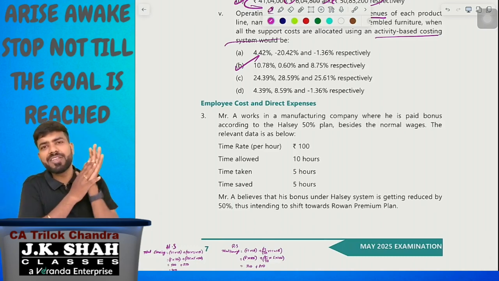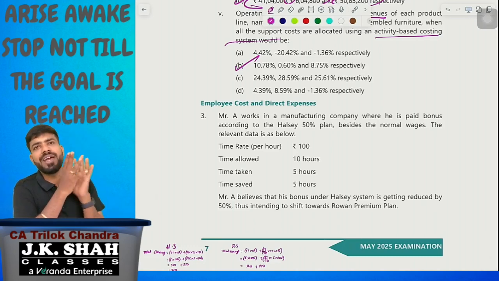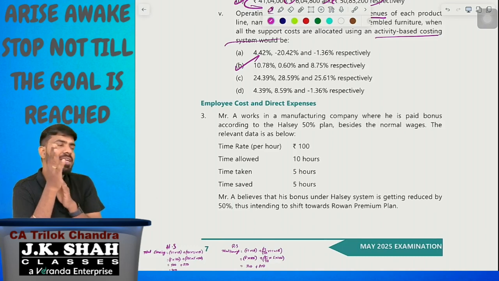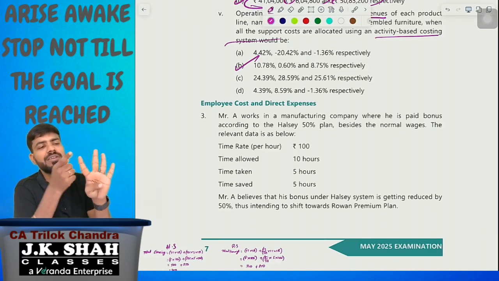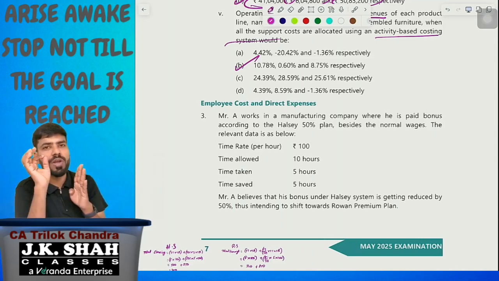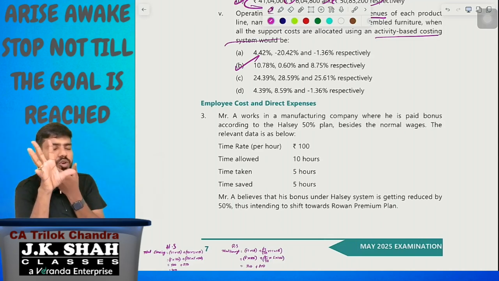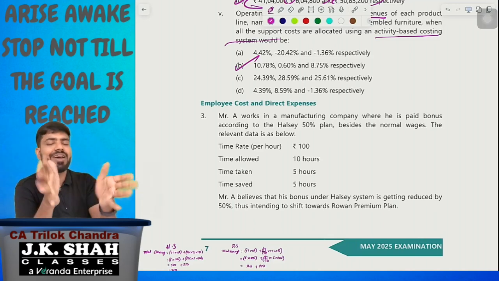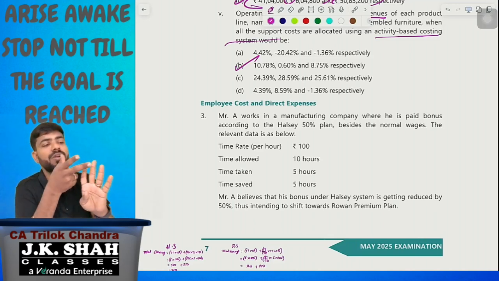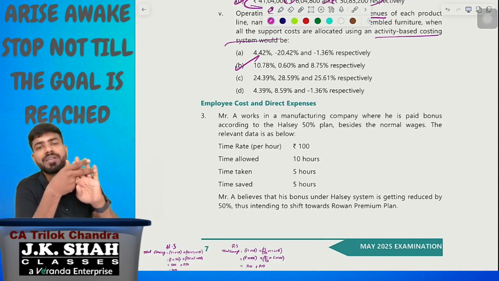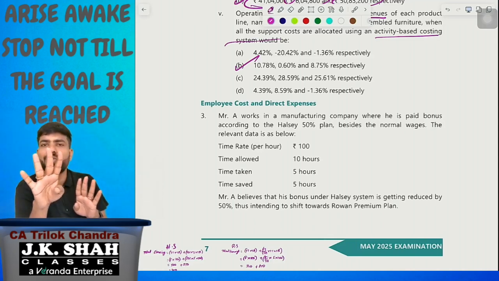Employee cost and direct expenses, and this question is based on the Rowan and Halsey plans. I already told you, generally I used to tell you that Rowan and Halsey means first we need to identify 4 facts: time allowed, time taken, time saved, time rate. Once you find a question based on Rowan and Halsey, the first task is identifying these 4 elements. Luckily, in this question, all the 4 details are given directly.